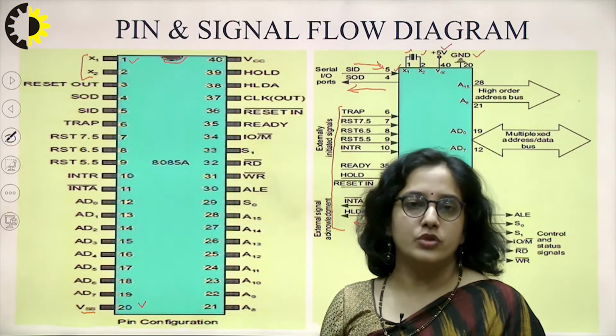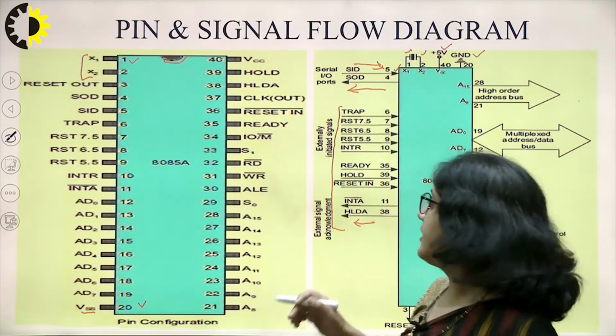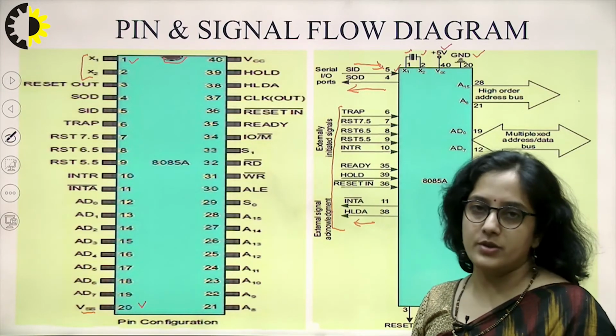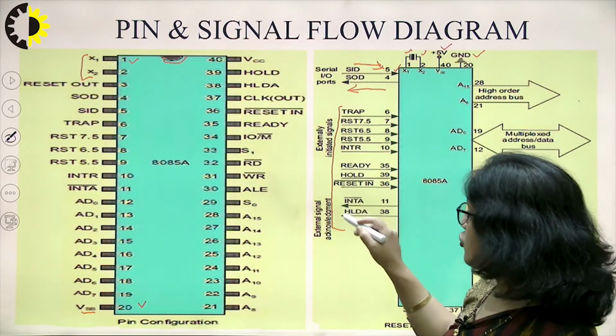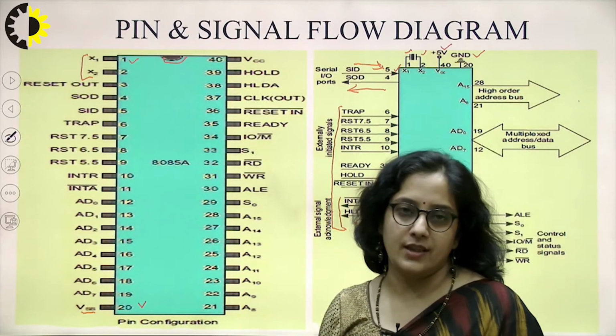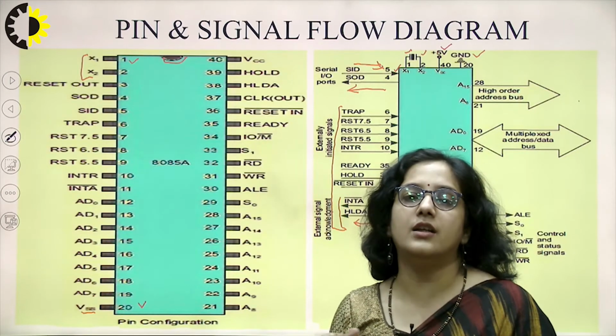Hold signal is used by DMA signal. Reset in this signal is used to restart our microprocessor. The last two signals are considered as acknowledgement signals, whenever an interrupt is there.